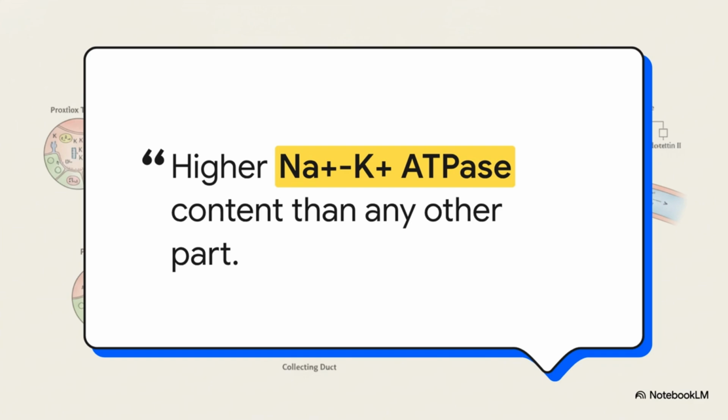It's constantly bailing sodium out of the cell to keep the intracellular concentration ridiculously low. In fact, the thick ascending limb has a higher concentration of these energy-hungry pumps than literally any other part of the entire nephron. That's a huge clue telling us just how aggressive and vital solute reabsorption is right here.